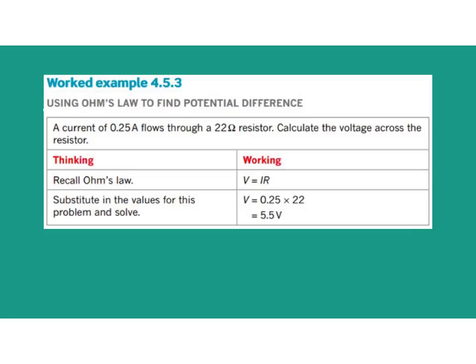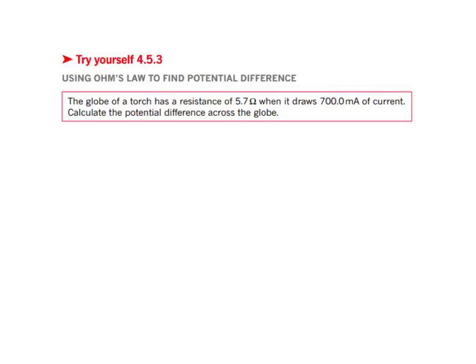So the last one that we want to do is just work out the potential difference, and so we don't have to rearrange the equation at all. So a current of 0.25 amps flows through a 22 ohm resistor. Calculate the voltage across the resistor. All we're doing here is substituting in for current 0.25 amps, resistance 22, and we get a potential difference of 5.5. Pause the video here, give this one a go, and come back for the answer.